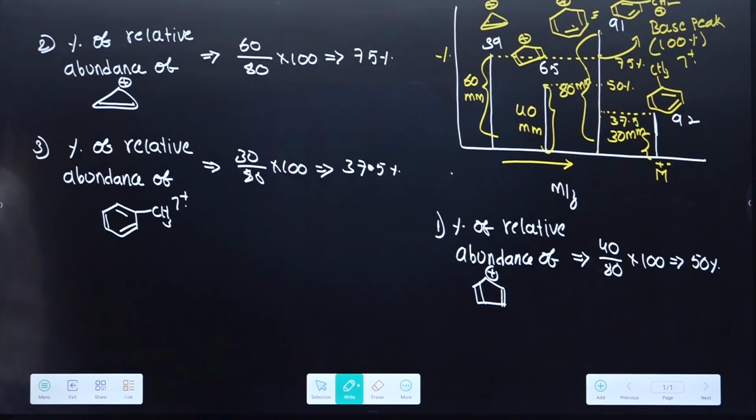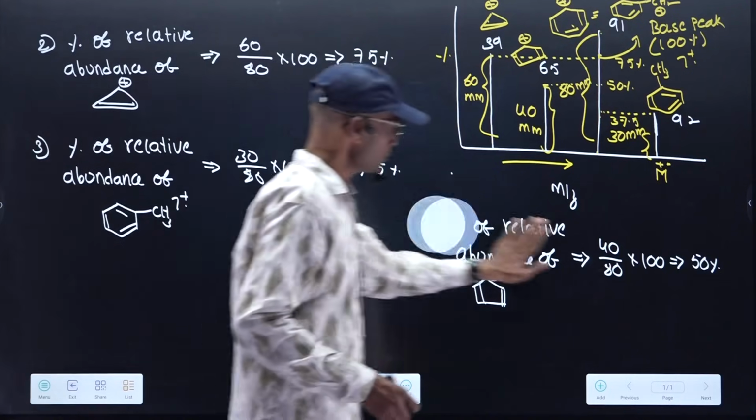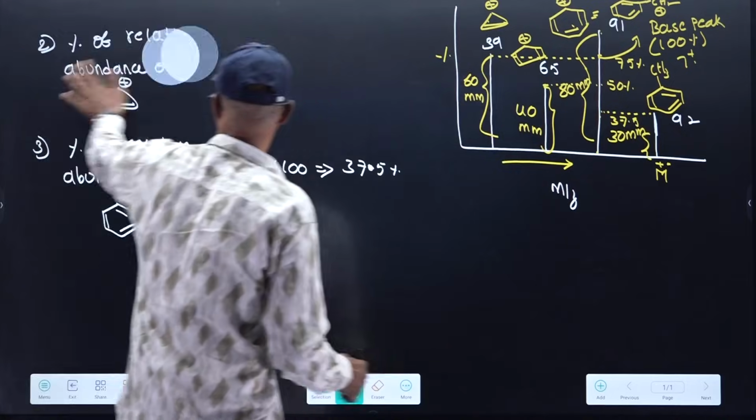Clear? So that is about types of peaks in mass spectrometry.